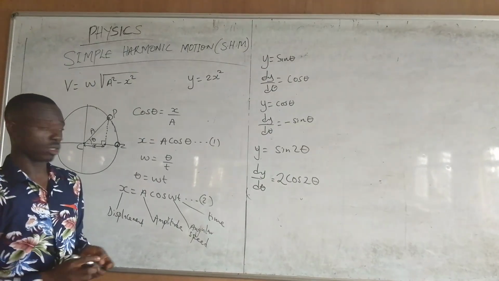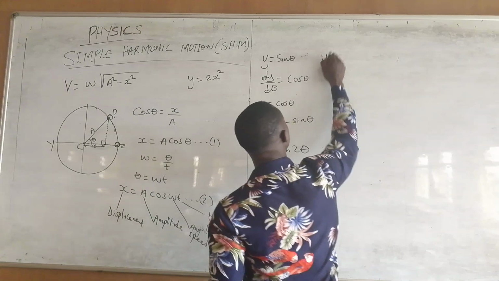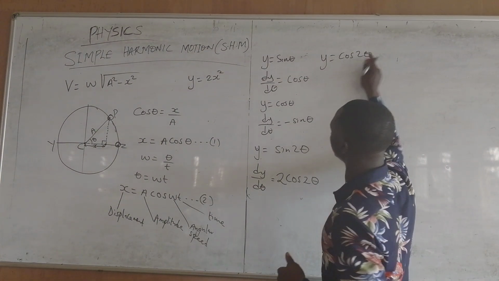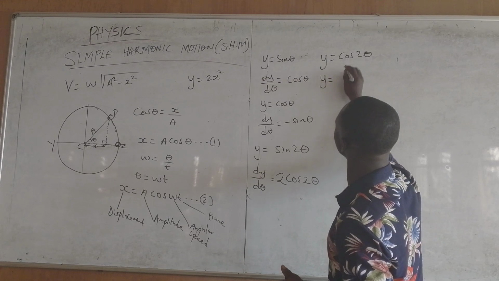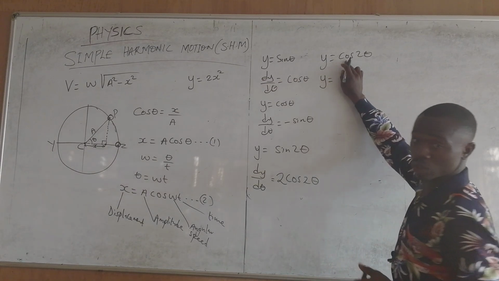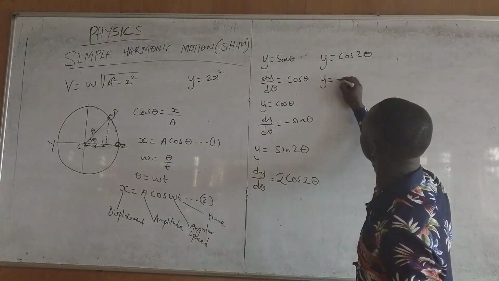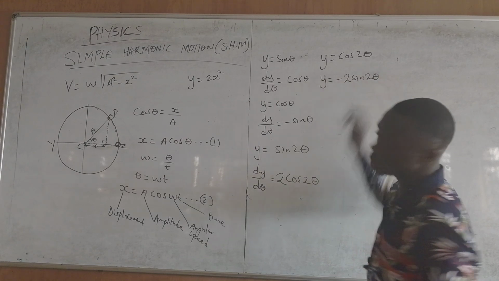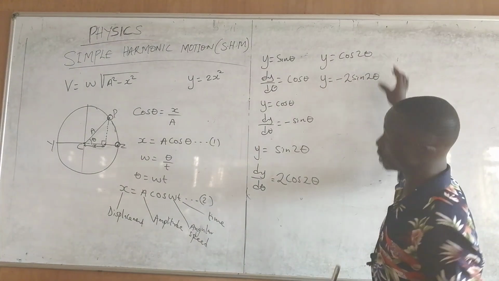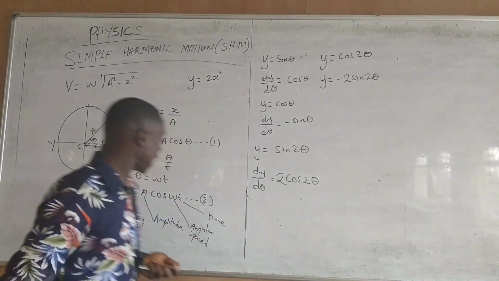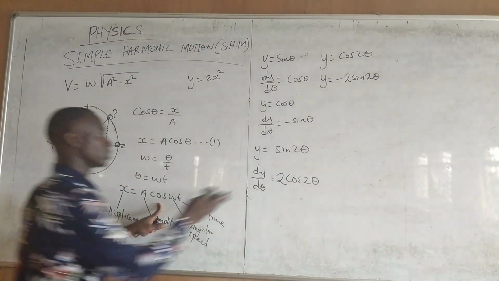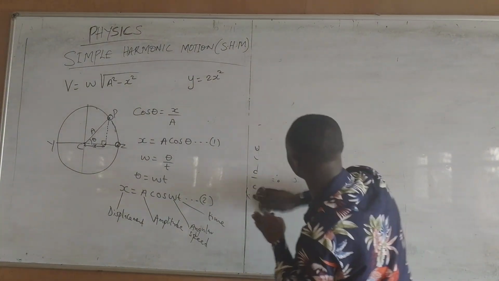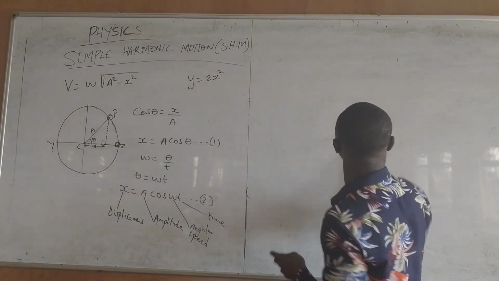It is a function of a function. While if it is y equals cos 2 theta and you differentiate this, since when you differentiate cos you have minus sine, you are going to have minus 2 sine 2 theta. The 2 is still going to be repeated. So you can write this somewhere, and let's apply that knowledge here.